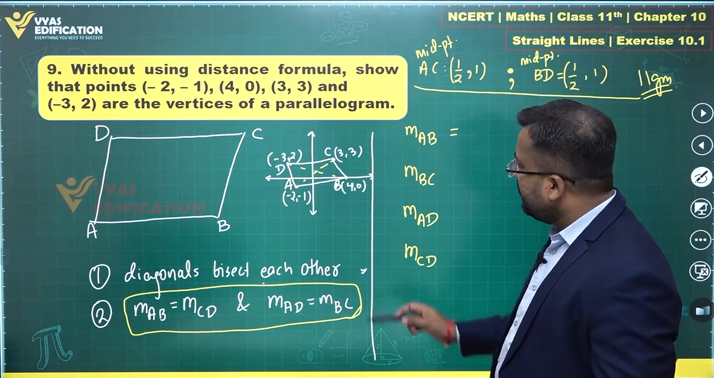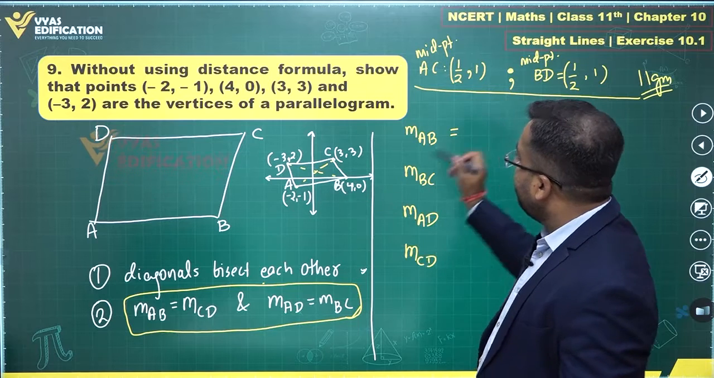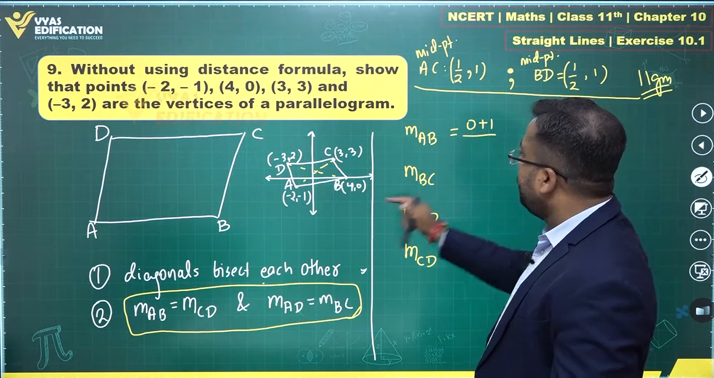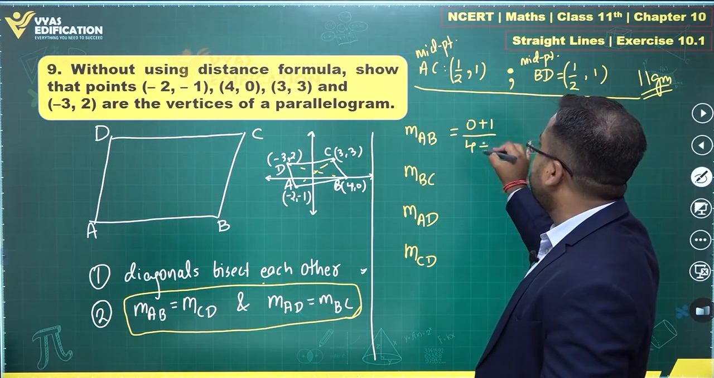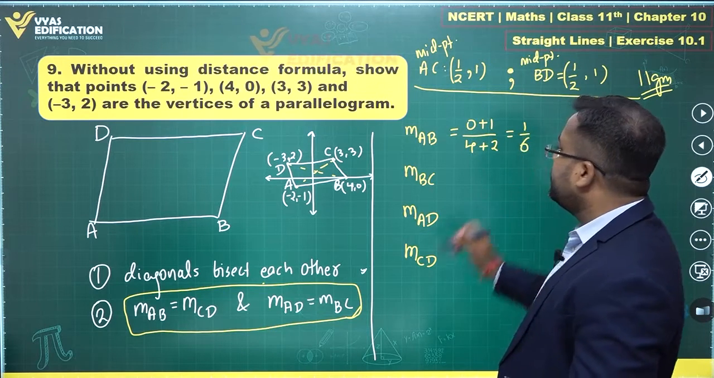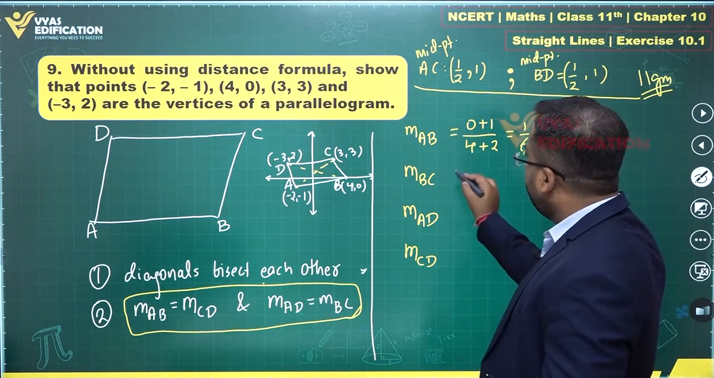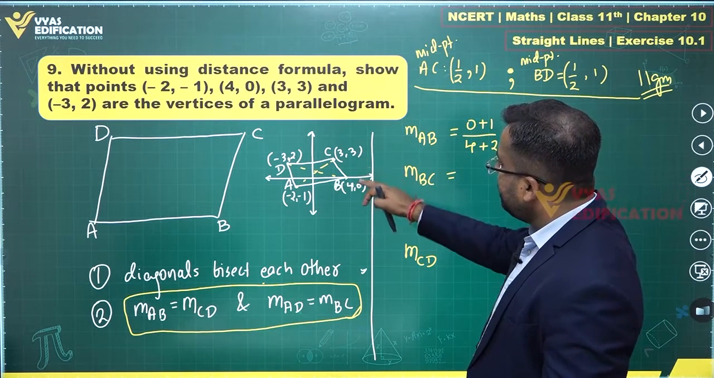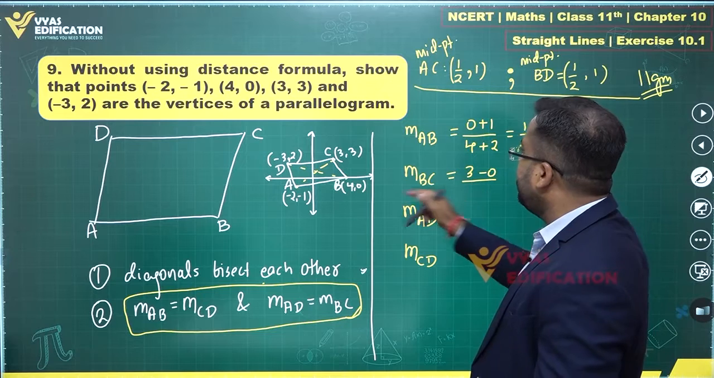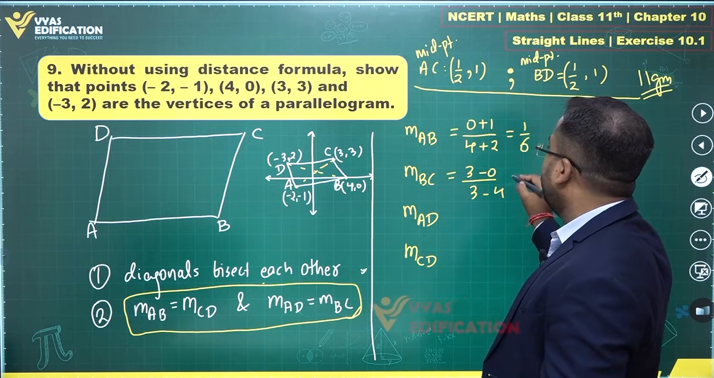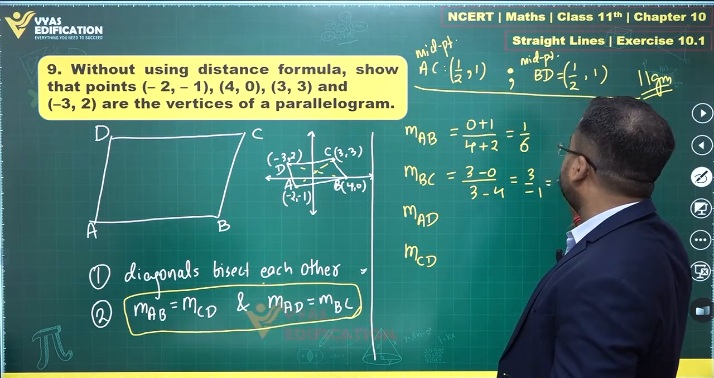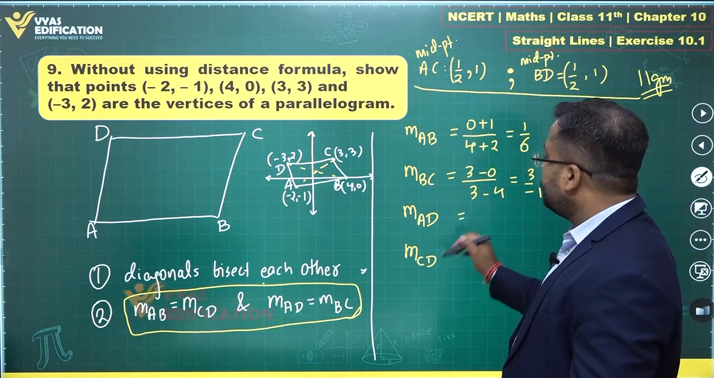So, M of AB will be 0 minus of minus 1, which will become 0 plus 1 upon 4 minus of minus 2, which becomes 4 plus 2. This is 1 upon 6. What are you doing? You are doing y2 minus y1 upon x2 minus x1. What about the slope of BC? You have 3 minus 0, y2 minus y1, upon 3 minus 4, which is 3 upon minus 1, which is minus 3. What about the slope of AD?